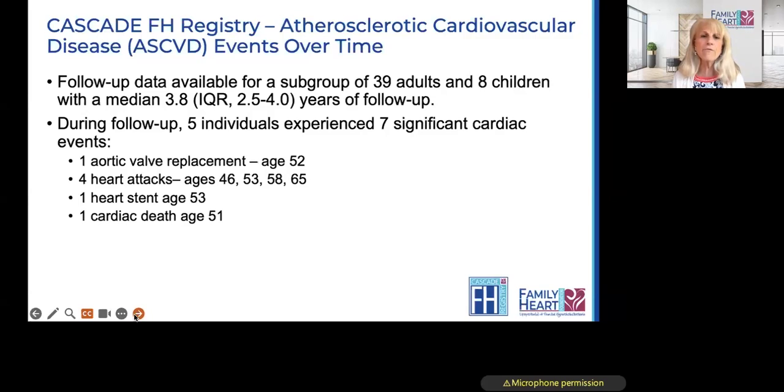1 aortic valve replacement, 4 heart attacks at ages 46, 53, 58, and 65. 1 person had a stent, and unfortunately, 1 person experienced cardiac death at age 51.